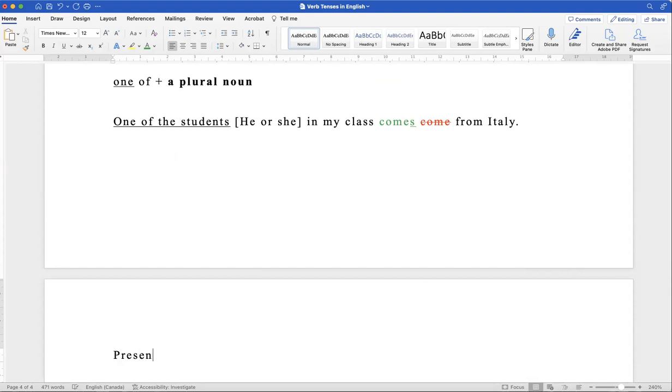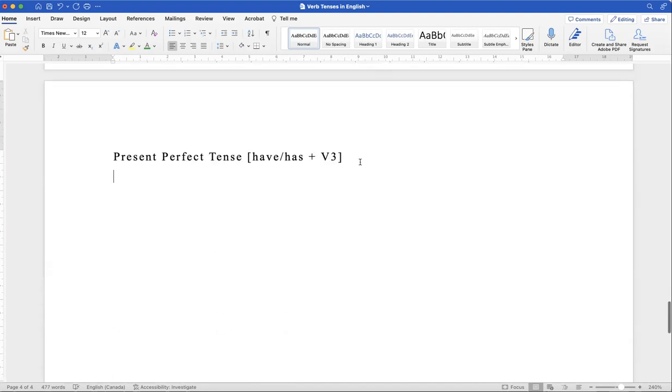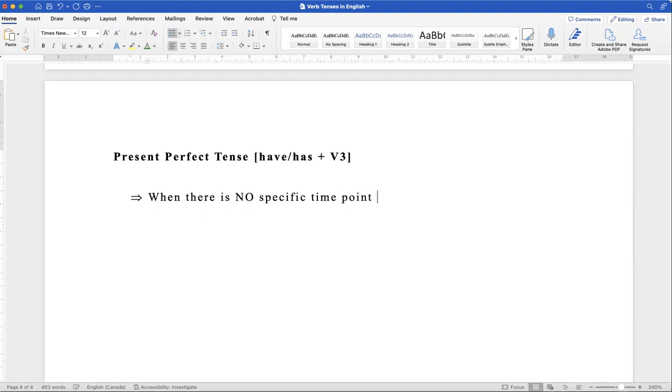We can use present perfect tense. Have, has, plus past participle, verb 3. We usually use this, to put it simply, when we do not mention a specific time point in the past. When there is no specific time point in the past.